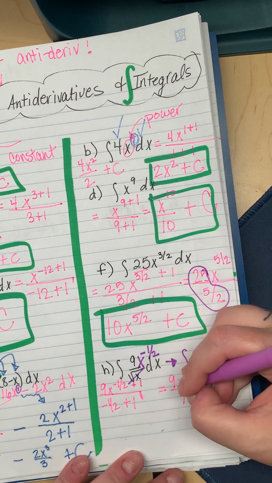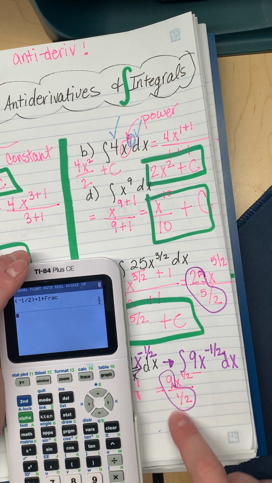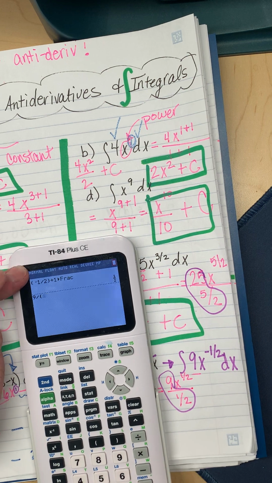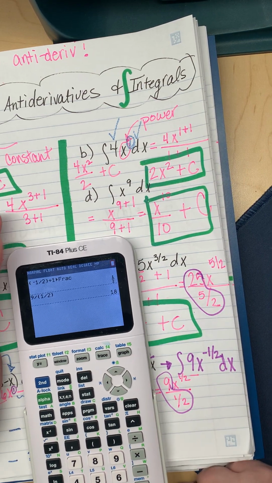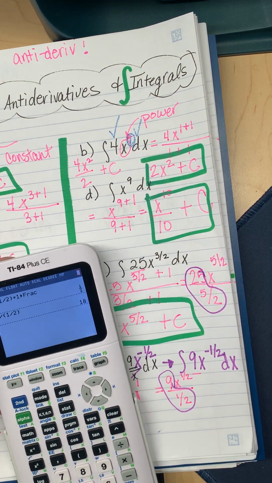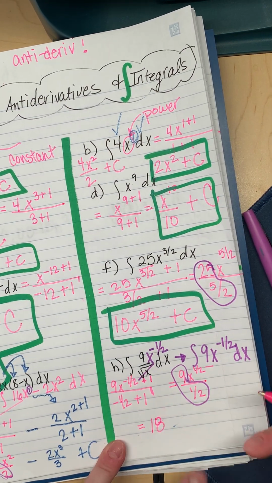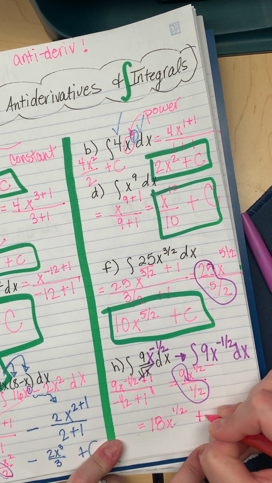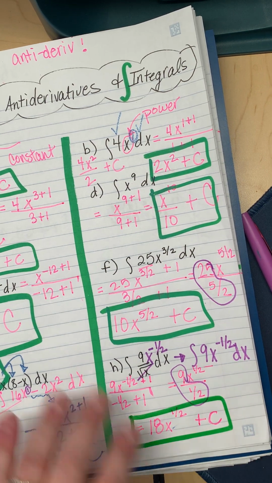Okay, then our final step is to divide these, and I'm going to put the bottom in parentheses because it's a fraction and I'm scared. So I'm going to do 9 divided by parentheses, 1 divided by 2, close parentheses, and I get 18. So this is going to be 18x to the 1/2, and then big fat plus C. Hey, nice.